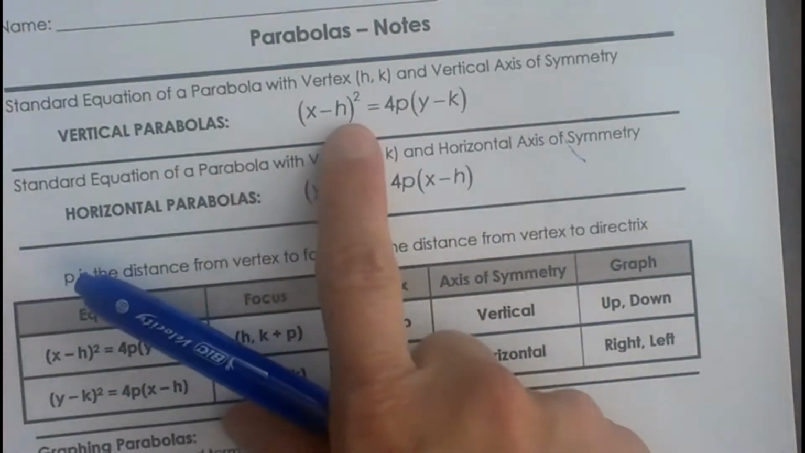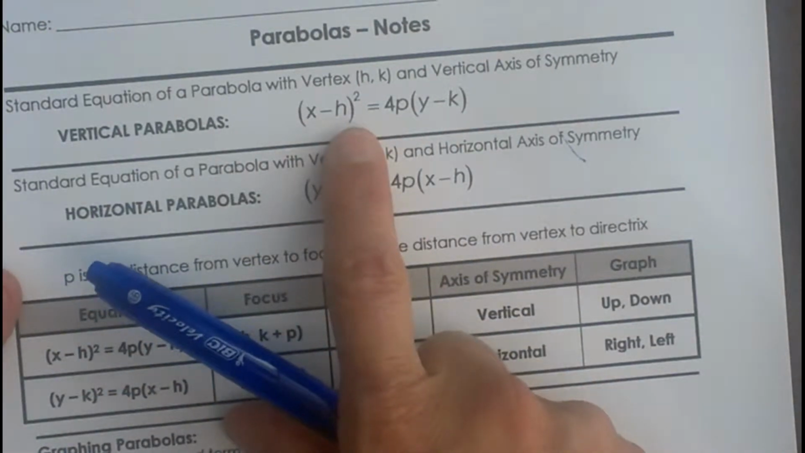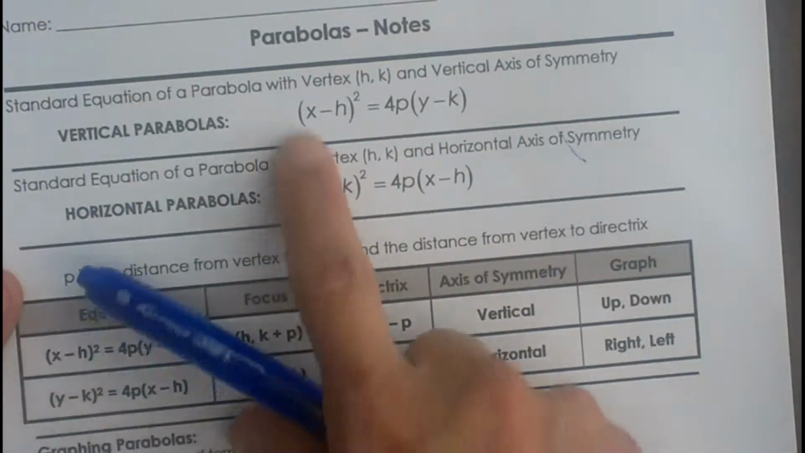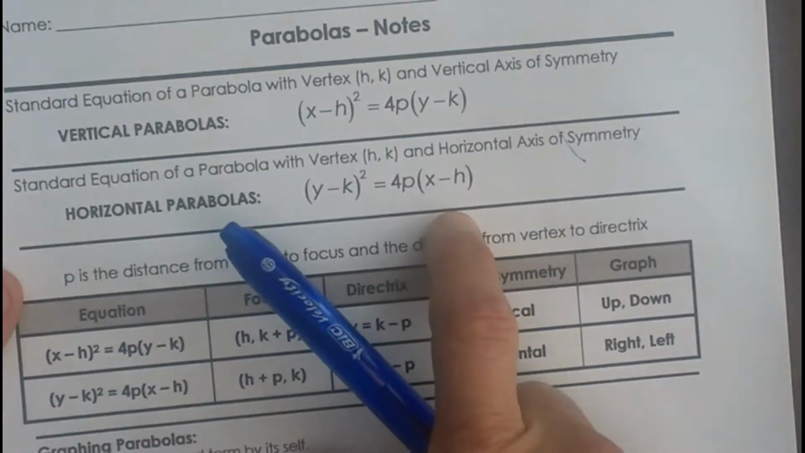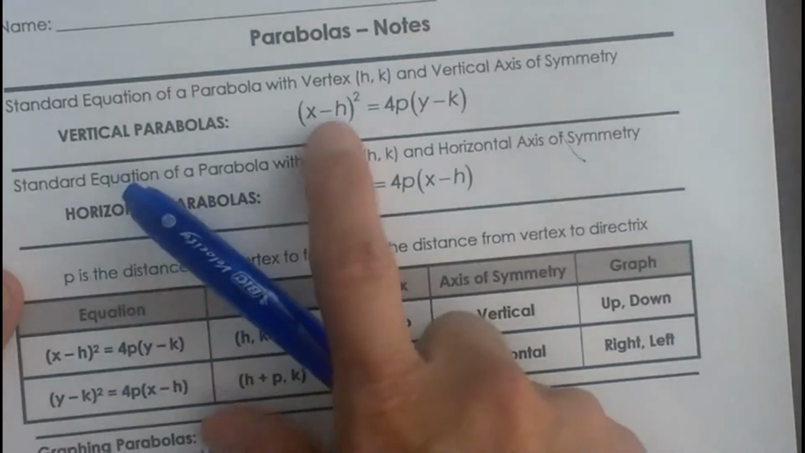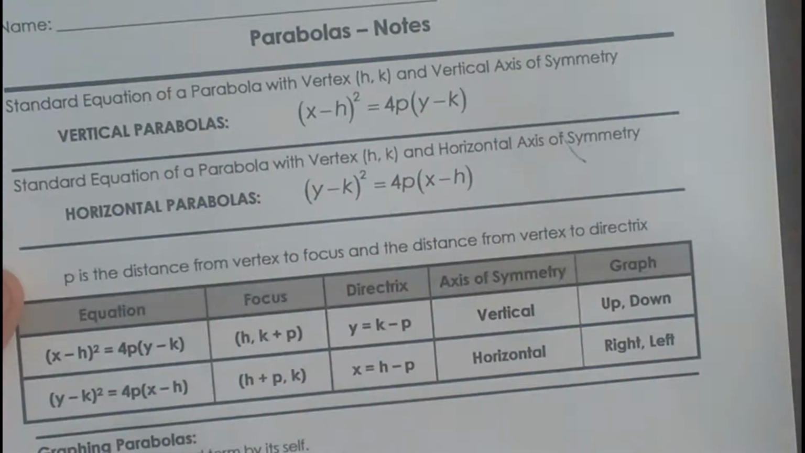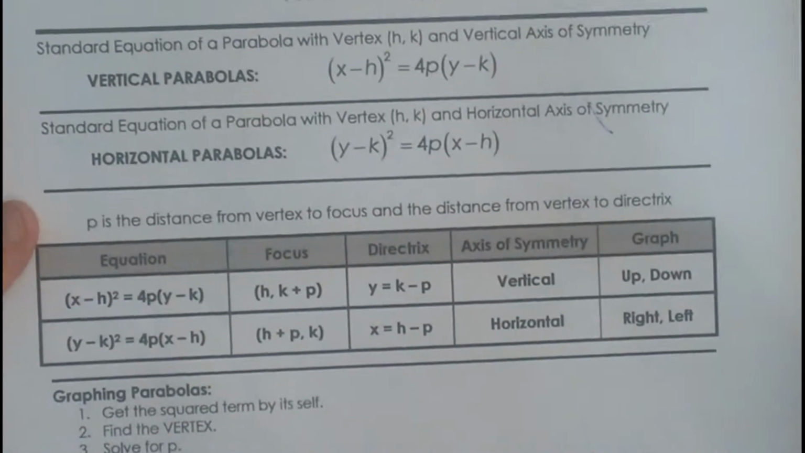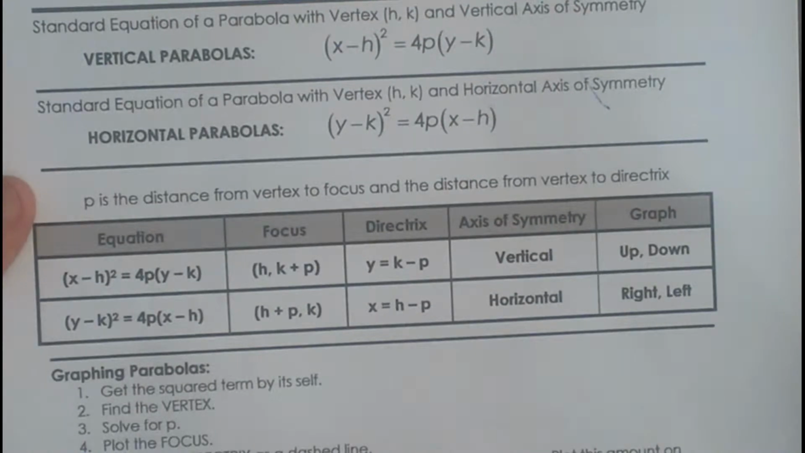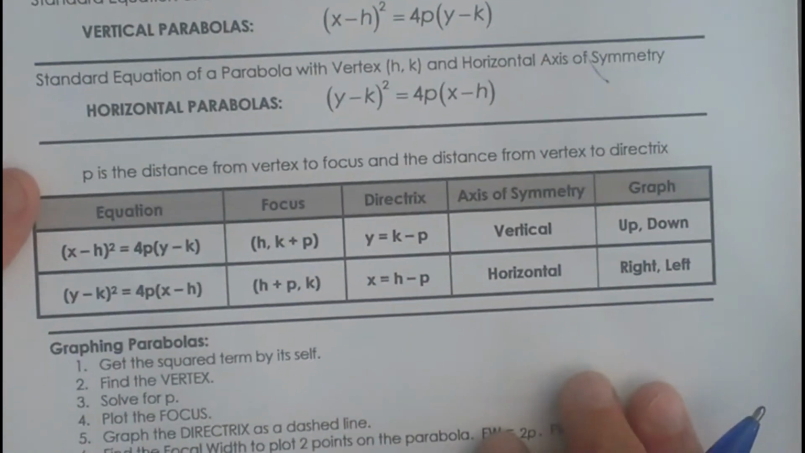So we've already kind of looked at how to do this when x and y are squared and our vertex is at the origin. Now we're going to throw in h's and k's to move it around a little bit, do some shifting. So in the last lesson we had a chart similar to this, but we've added a little bit more.